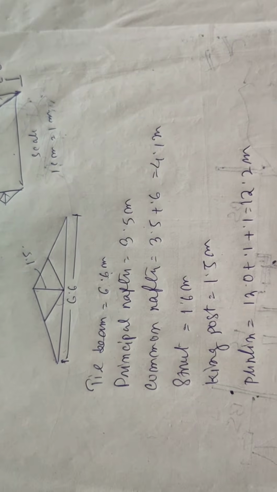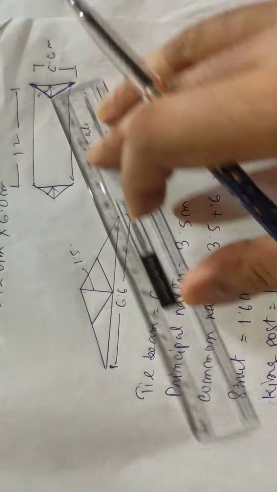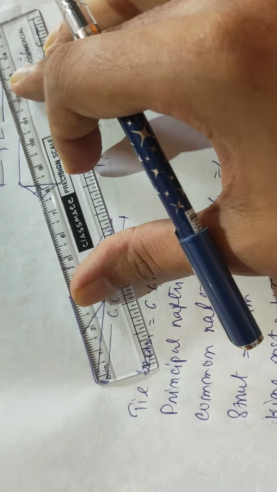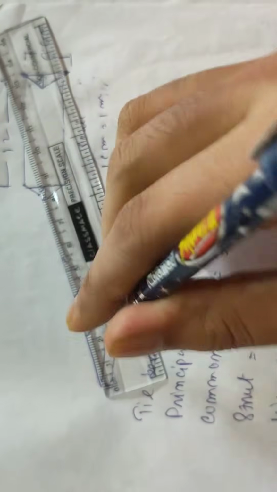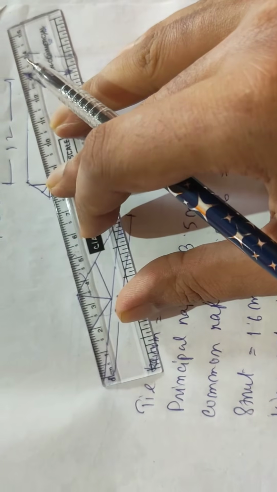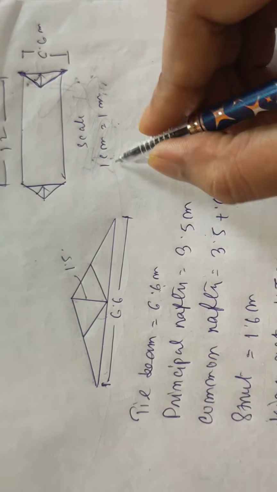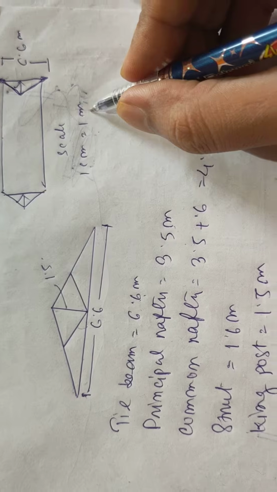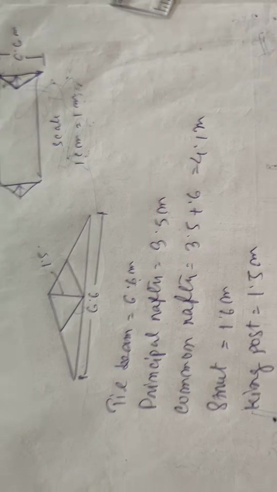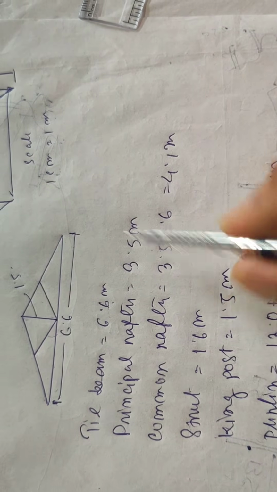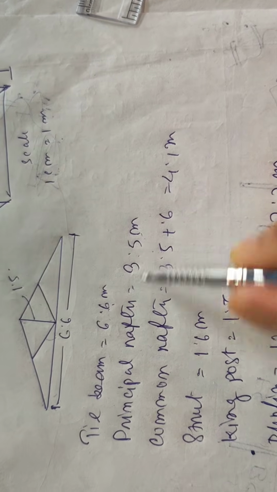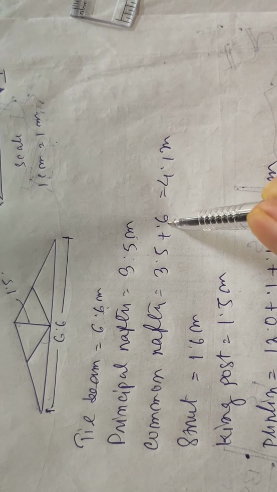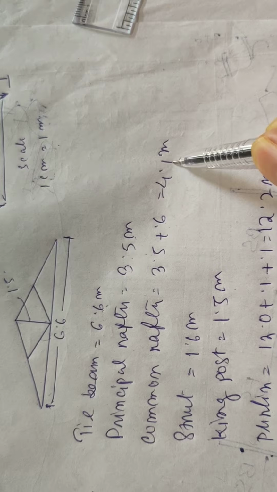So what we do, with the help of scale we measure how much is this. This much centimeter is equal to this much meter. So we have found out that this is equal to 3.5 centimeter. 3.5 centimeter will be equal to 3.5 meter, because 1 centimeter is equal to 1 meter. And let us come to the common rafter. Whichever is the length of the principal rafter, we just add 0.6. Then we will find the length of the common rafter.